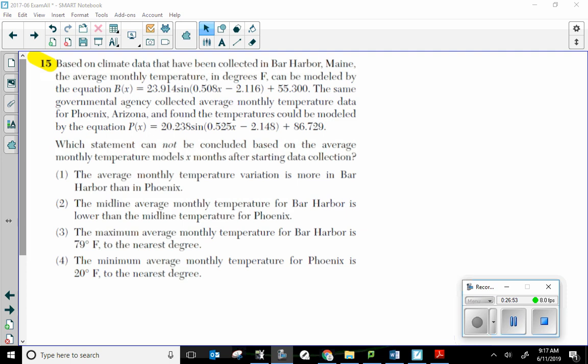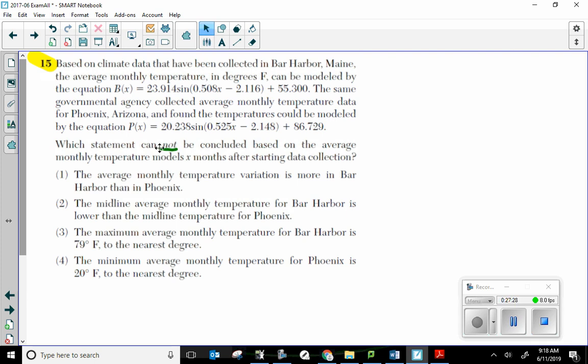The same governmental agency collected average monthly temperature data for Phoenix, Arizona, and found the temperatures could be modeled by the equation P of x is 20.238 sine of 0.525x minus 2.148 plus 86.729. Which statement cannot be concluded based on this data collection? Okay, look it. 3 of these things are going to be true, which cannot be true. Italics does not mean invisible. Please pay attention to that word.